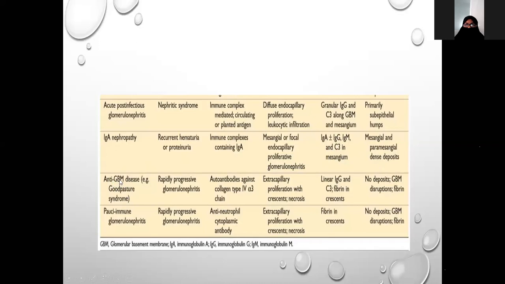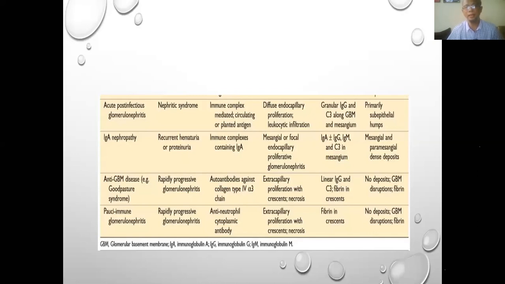In Goodpasture syndrome, a type 2 immune reaction occurs. There is anti-GBM disease, that is glomerular basement membrane disease. This is a very rapidly progressive glomerulonephritis, with autoantibody against the collagen type 4 alpha 3 chain of the glomerular basement membrane, as well as the basement membrane in the pulmonary system. So this autoantibody occurs.